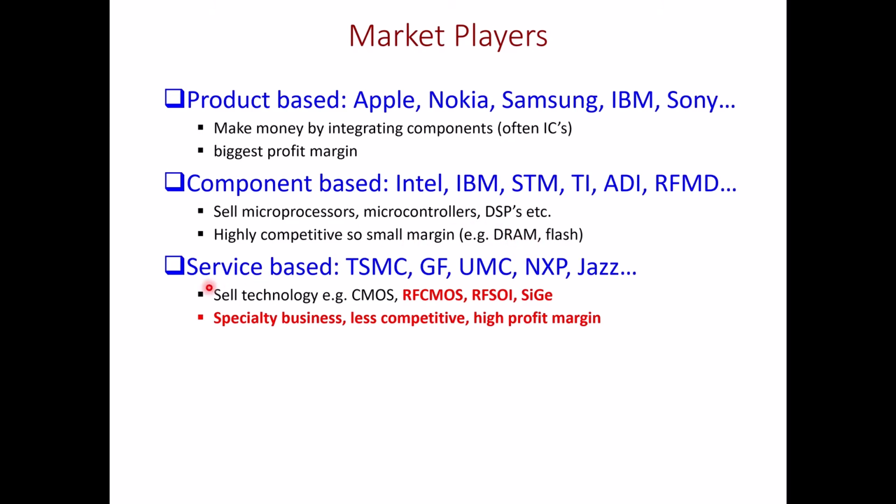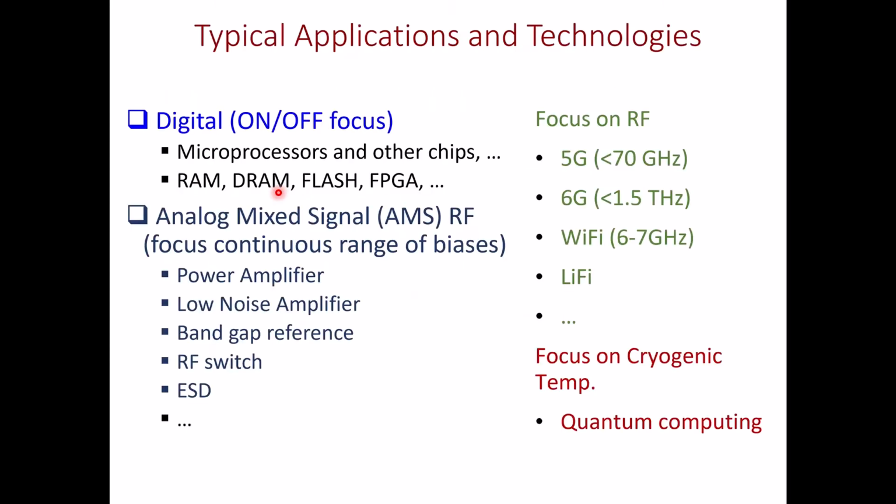And then you have the service based companies. The big name is TSMC. There's also GlobalFoundries, UMC, NXP, Tower Jazz. These companies sell technologies such as CMOS, RF CMOS, RF SOI, silicon germanium and so on. This is a specialty business, right? Very less competitive, not many people can do that. So profit margins are again much higher compared to a component based business, right?